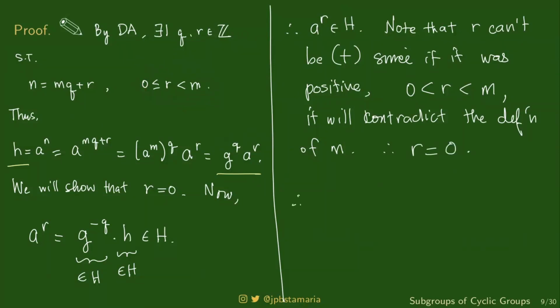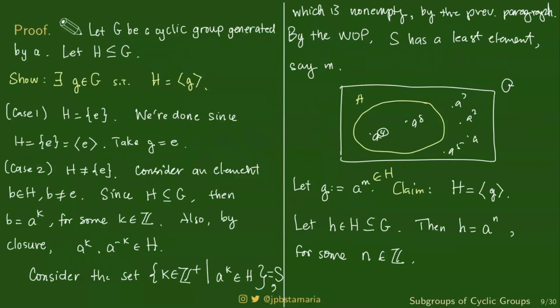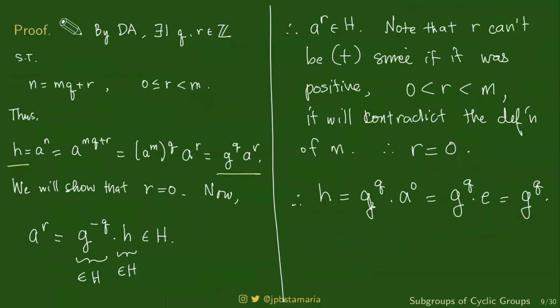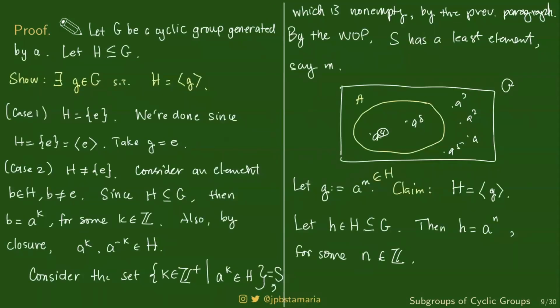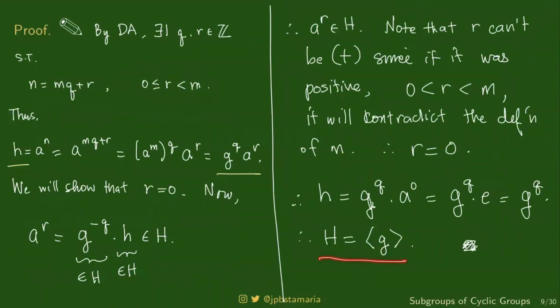And when r is 0, what is h? g to the q times a to the 0, g to the q times the identity, which is g to the q. What did I prove? All elements of h are powers of g. So therefore, I was able to prove that the subgroup h can be generated by g. And because h was taken arbitrarily as a subgroup of g, I showed that that subgroup is also cyclic as it was generated by a single element.